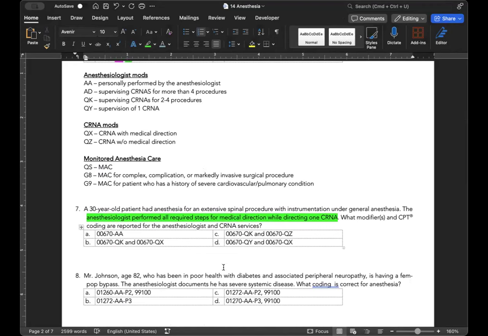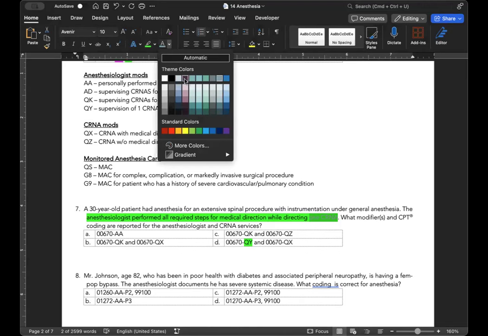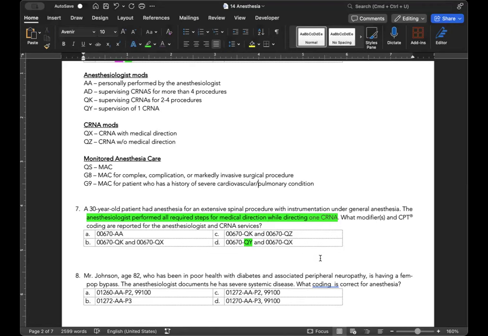AA. Is he personally performing the anesthesia? Oh, no, because it says for medical direction while directing one CRNA. So, yeah, it's going to be QY. Okay. So from a testing perspective, we already know our answer, but let's do it this way. So what is our modifier for our CRNA with medical direction? Yep, it's a QX.